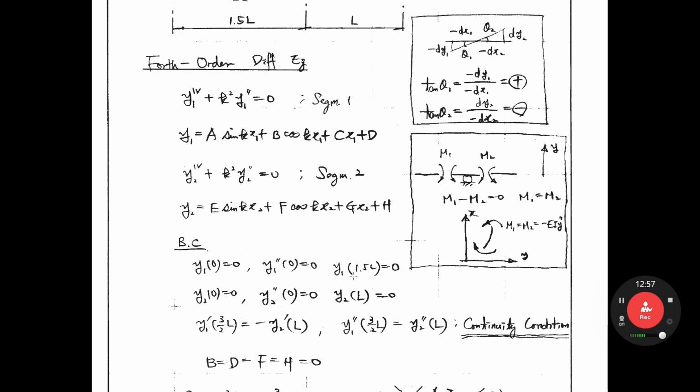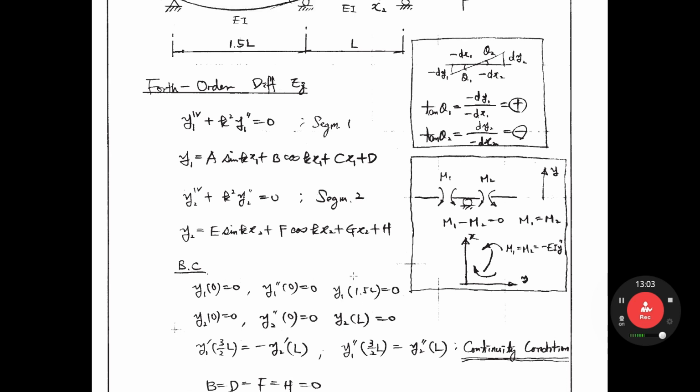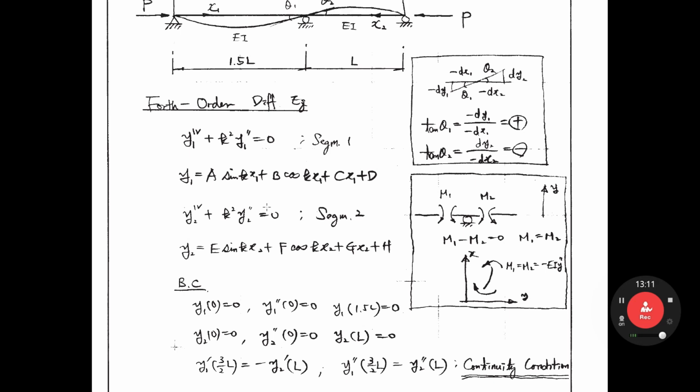Then you need 2 more equations. How to make it? You can make it using the continuity condition. What continuity? As you see, the slope here is identical. So theta 1, theta 2 identical. But what is different? Sign is plus minus. So from the coordinate x1, y1, the continuity, the slope here equals y1'(3/2 L). That is slope from segment 1. From segment 2, you have slope y2'(L). This location is L. The sign is plus or minus, so the minus sign should be used.